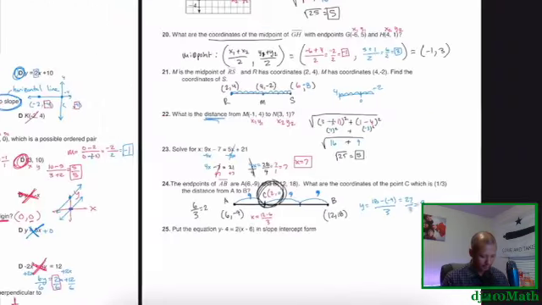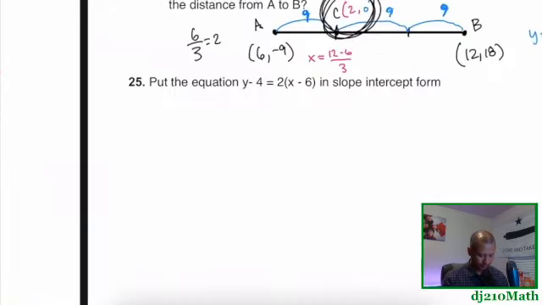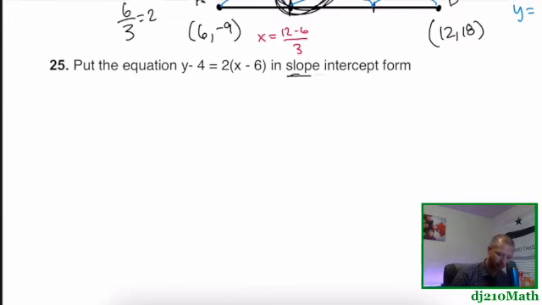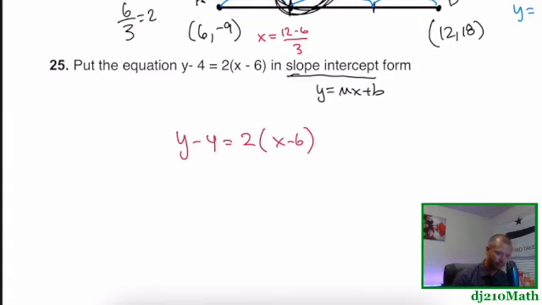All right, last question. 25. Put the equation y minus 4 is equal to 2x minus 6 in slope-intercept form. So slope-intercept form is y equals mx plus b. Okay, I'm going to take y minus 4 equals 2 times (x minus 6). We're going to distribute the 2 first. So y minus 4 is equal to 2x minus 12.